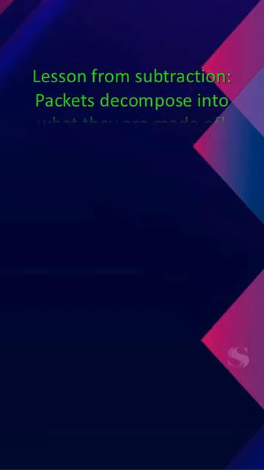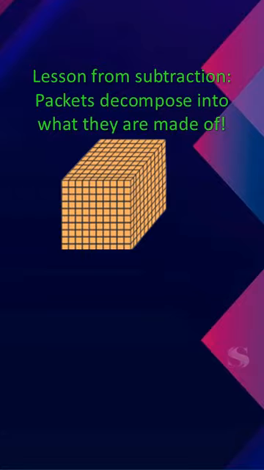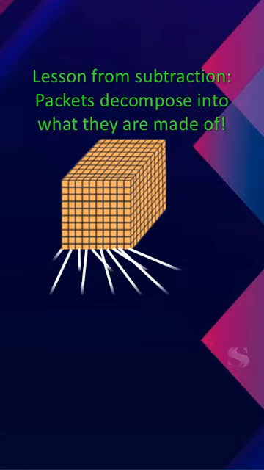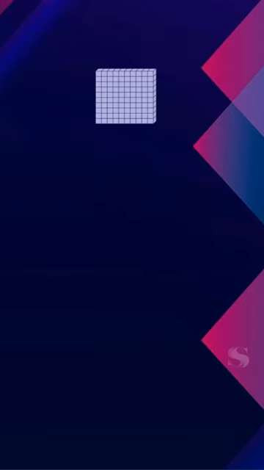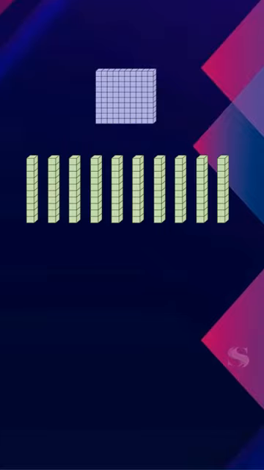Packets in numbers split into what they are made of. Thus, a thousands packet will not split into 100 tens or 1000 units. This is a significant visualization of why the borrow process becomes complex in execution. Similarly, a hundreds packet will split only into 10 tens and not into 100 ones.